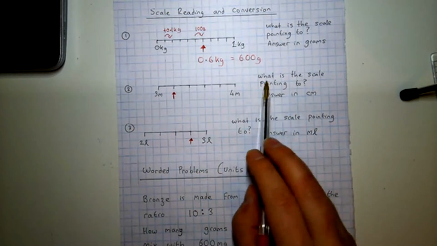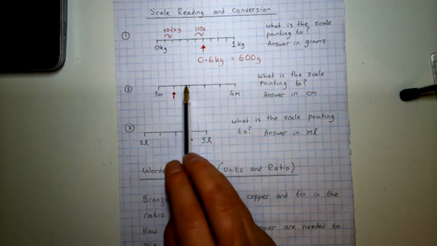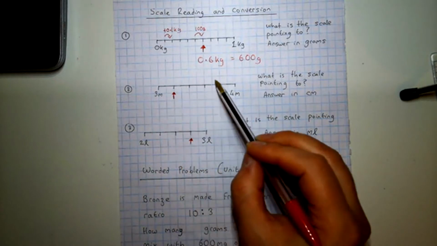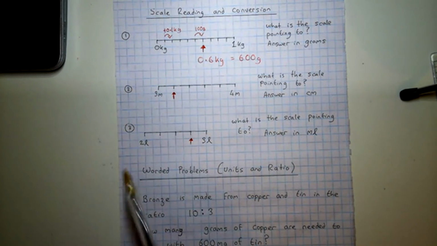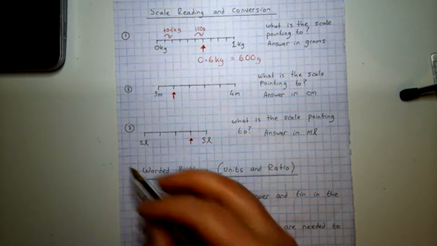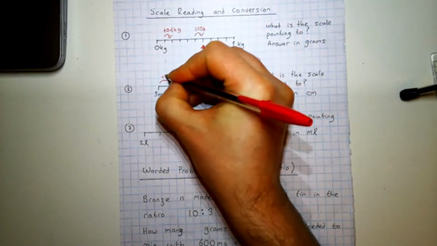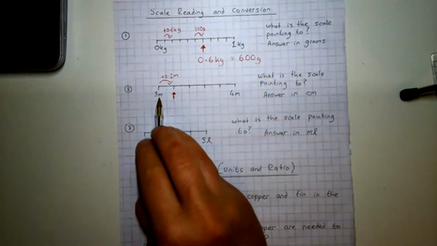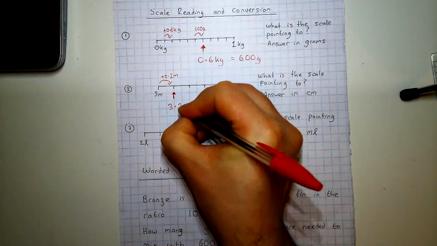Same thing here. So you're going to want to know what it's pointing at, but I've got a scale. I've got 1, 2, 3, 4, 5 divisions to go up 1 meter. So 1 meter divided by 5 is going to be, each one is going to be 0.2 meters. So add on 0.2 meters, it's going to be 3.2 meters.